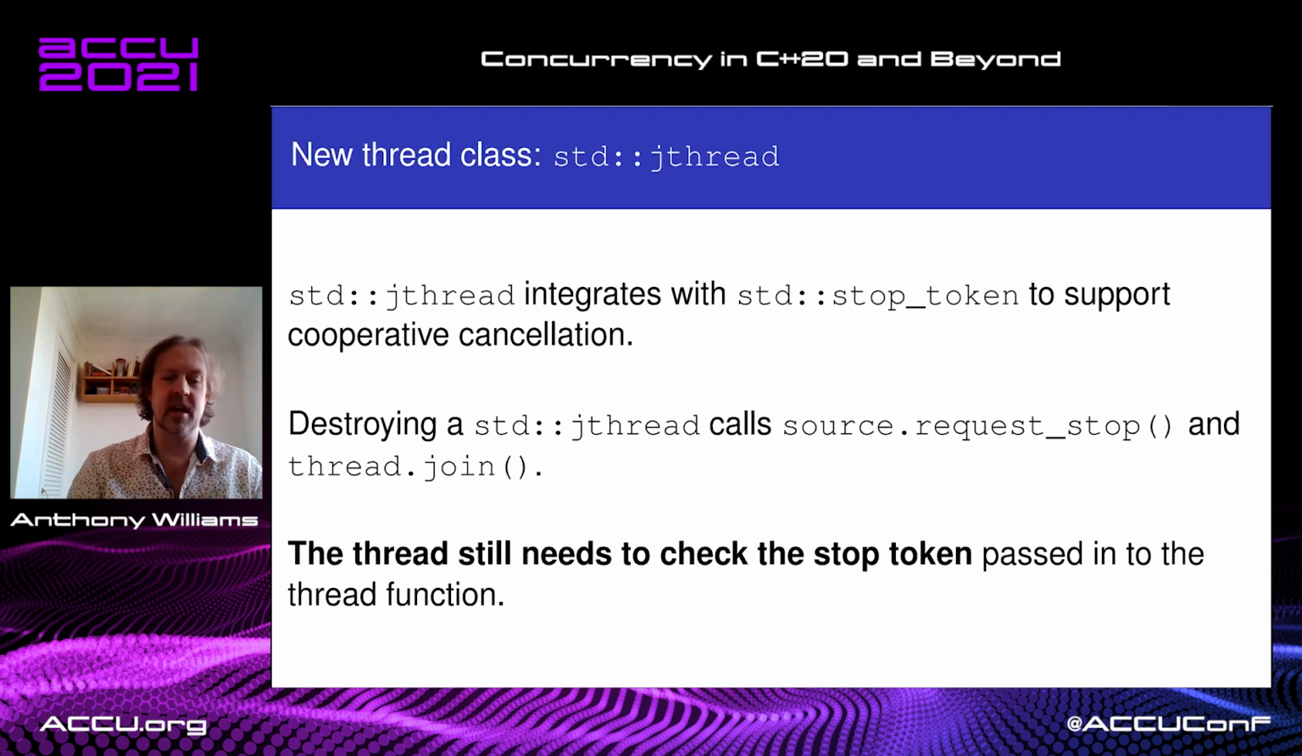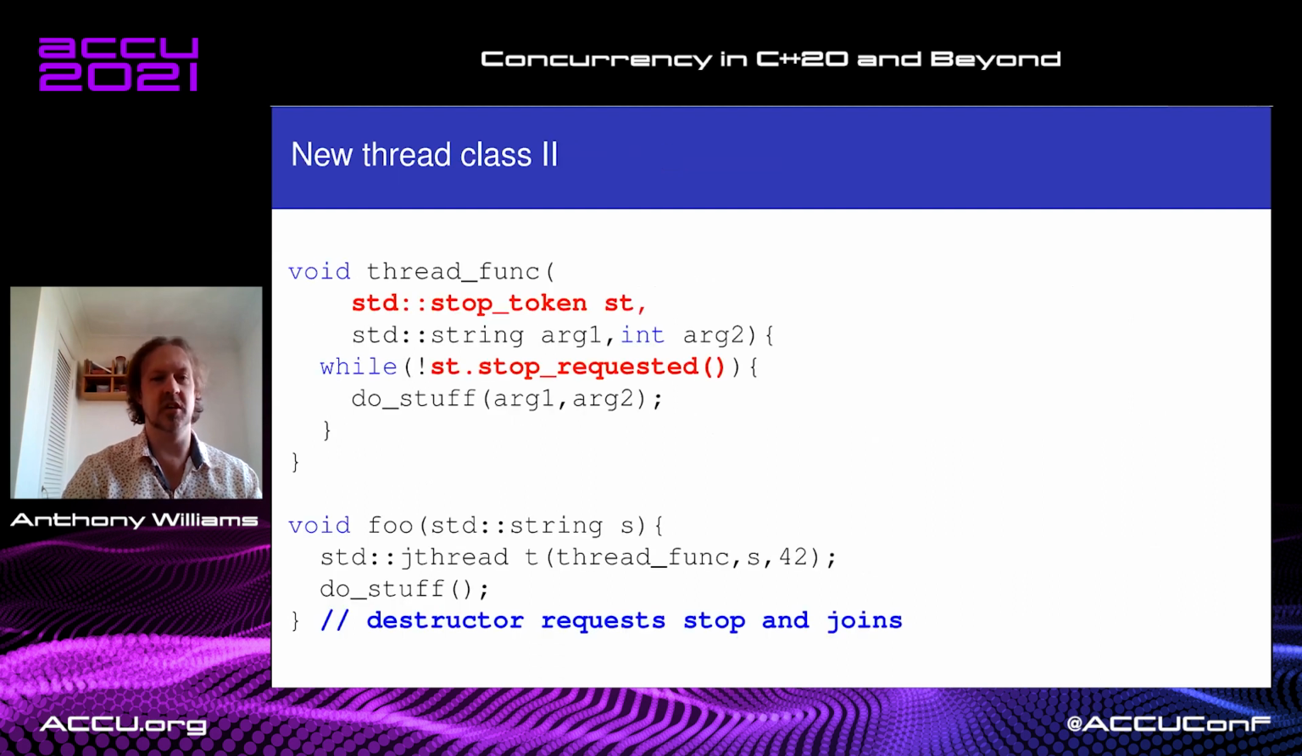And so how does it get this token? It's passed into the thread function that you provide to the constructor of jthread as the first argument. So here in our function foo, we are constructing a jthread. We're going to call thread func, and we're explicitly going to pass it a string and the value 42. But in our thread func itself, the first parameter is a stop token. This is the stop token that is managed by the jthread. Then we get the arguments that we did pass.